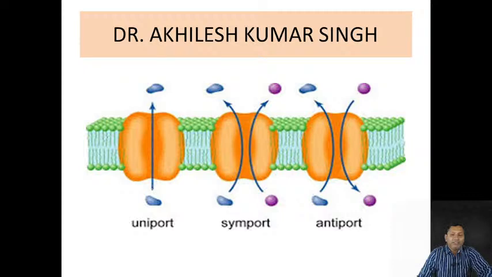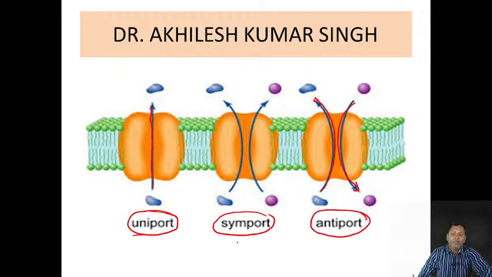One substance is going through this transport method, so it is called uniport. When two substances are transported in the same direction, it is called what? Symport. And when one is going in this direction and the other is coming in the opposite direction, it will be called the antiport. So uniport, symport and antiport, right? This diagram is showing the uniport, symport and the antiport.